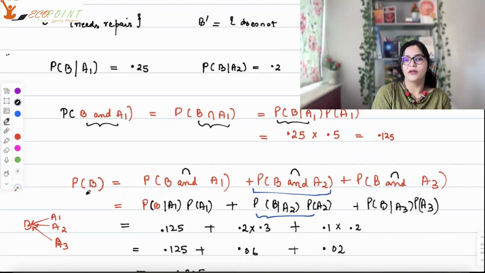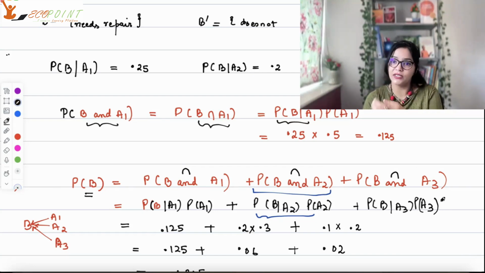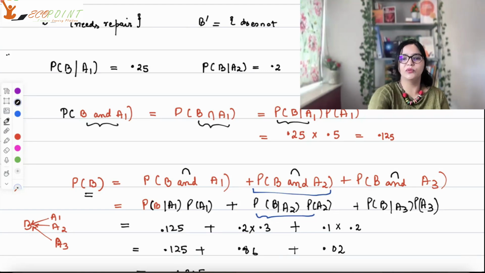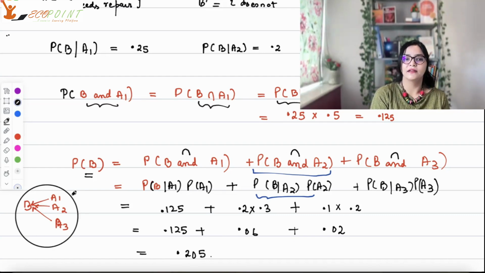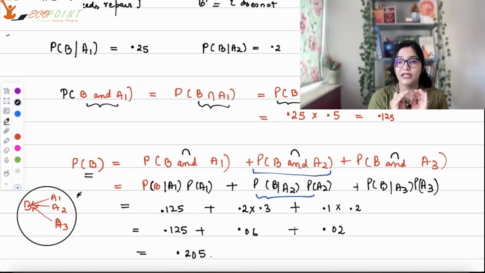So, therefore, I need the probability B, and probability B will be probability B intersection A1 plus intersection A2 plus intersection A3. So that means multiplication rule with A1, with A2, with A3, and will give you the total of 20.5% or 0.205. The whole idea is that this demands the total probability. So B could have been achieved by A1, A2, A3. So there is a notion of total probability.